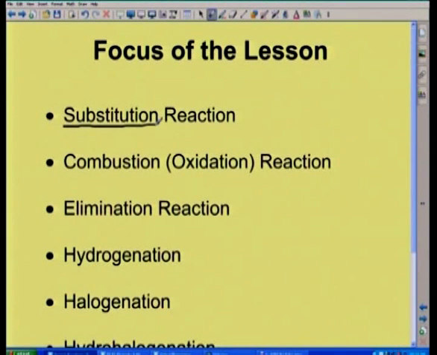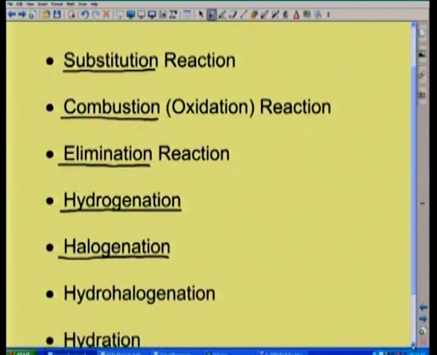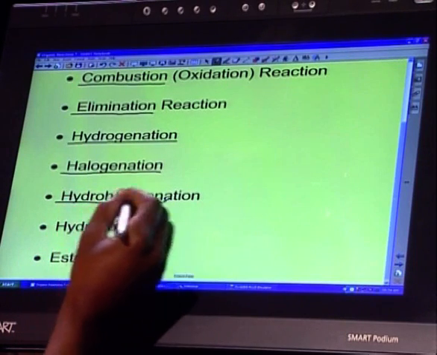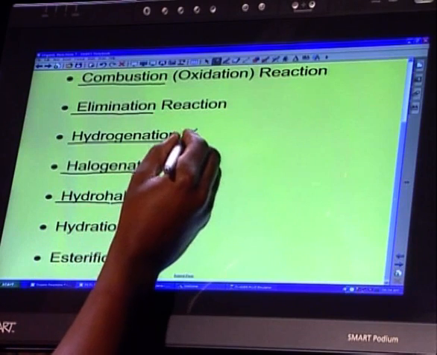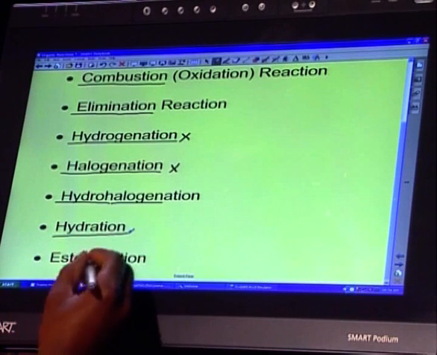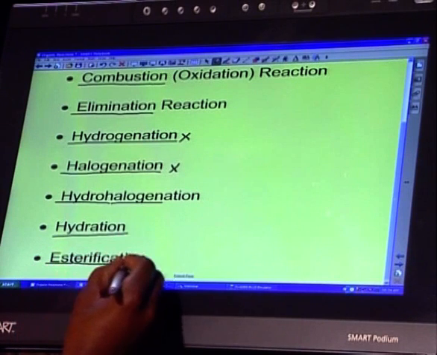We'll be talking about substitution reactions, we'll be talking about combustion, which is oxidation reactions. We will be talking about elimination reactions, hydrogenation, and halogenation. So there's so much of genations here. We will also have hydrohalogenation, and you can see that this one is actually a combination of that and that. Now we will also have something called hydration. We'll also talk about esterification.